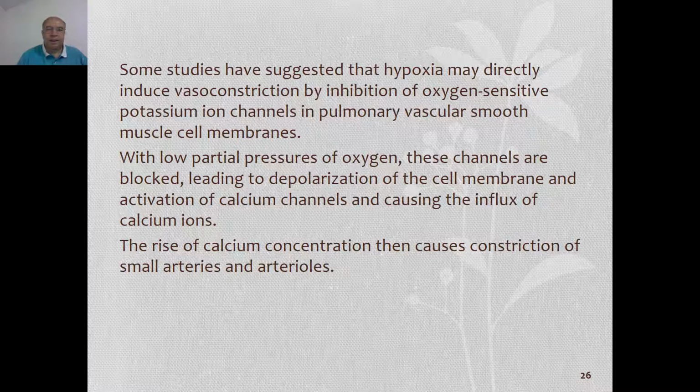Some studies have suggested that hypoxia may directly induce vasoconstriction by inhibition of oxygen-sensitive potassium ion channels in the pulmonary vascular smooth muscle cell membranes. With low partial pressures of oxygen, these channels are blocked, leading to depolarization of the cell membrane and activation of calcium channels and causing the influx of calcium ions. The rise of calcium concentration then causes constriction of the small arteries and arterioles in this part of the lung, in the hypoxic part.